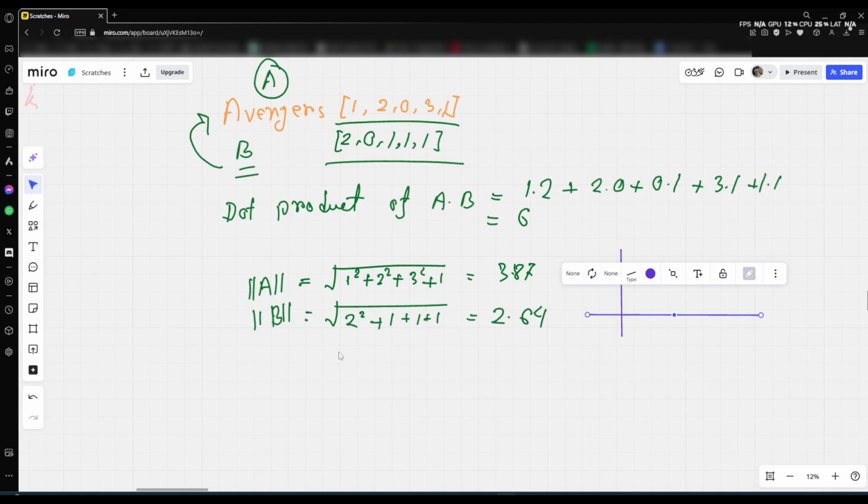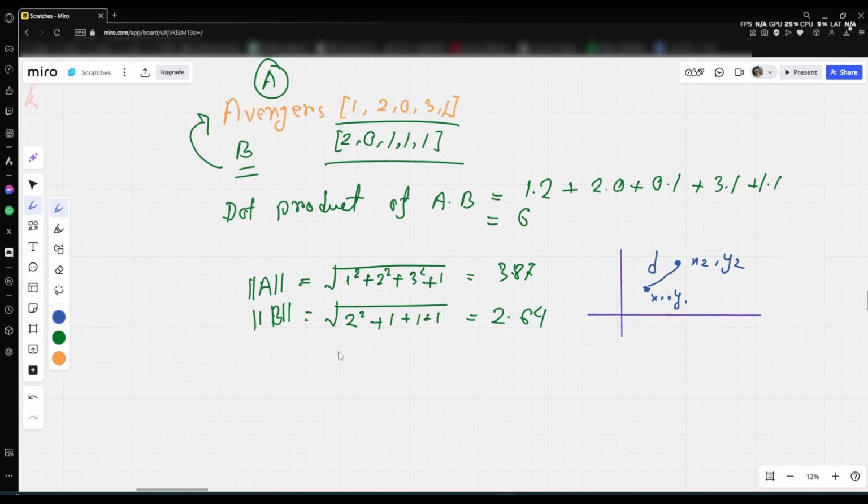In the Euclidean norm, suppose we have a point here, x1, y1, and another point here, x2, y2. We calculate this distance using the Euclidean norm. How do we figure out this distance? We use the formula: root over (x2 minus x1) whole square plus (y2 minus y1) whole square. That's how we get this distance.